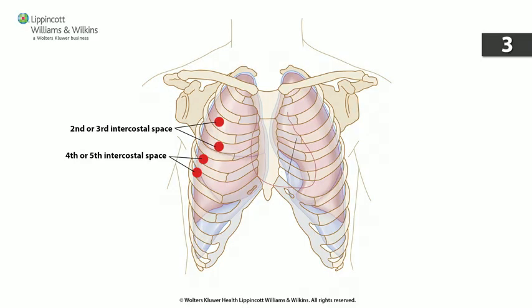Next, what anatomic locations are options for immediate needle decompression of a tension pneumothorax? So you can use the second or third intercostal space in the mid-clavicular line, or you can use the fourth or fifth intercostal space in the mid-axillary line. All right, that's it for the warm-up. Let's get to that lecture now.